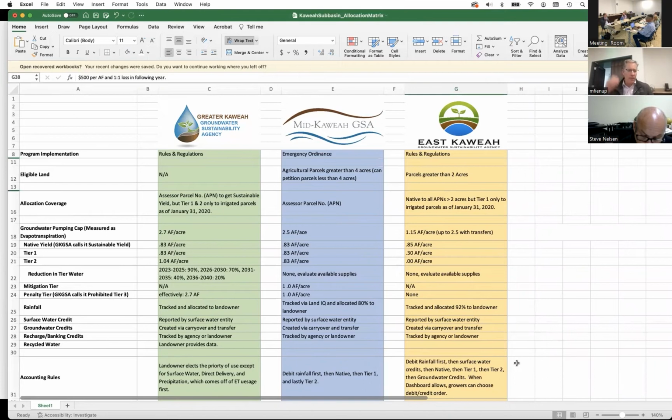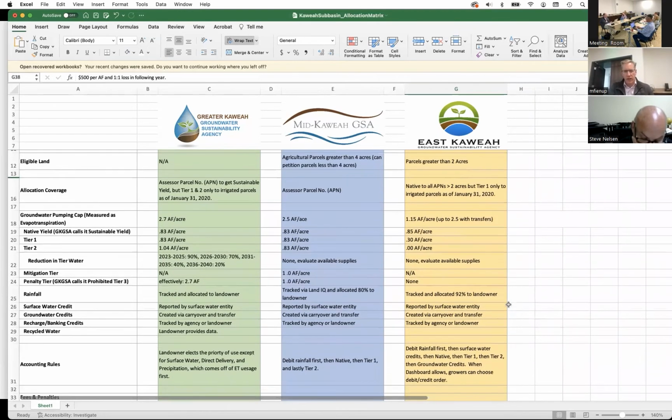So now I want to talk about the cap and then the individual tiers. So I'm going to scroll down now. Feel free to request I scroll back up at any time.